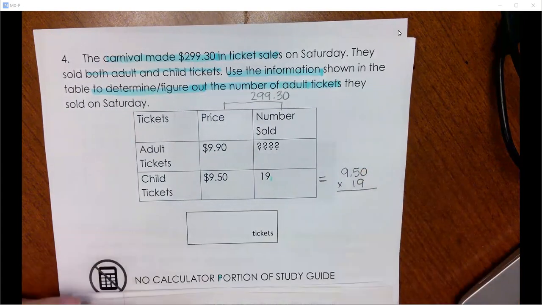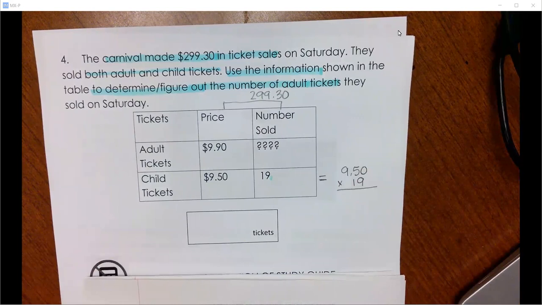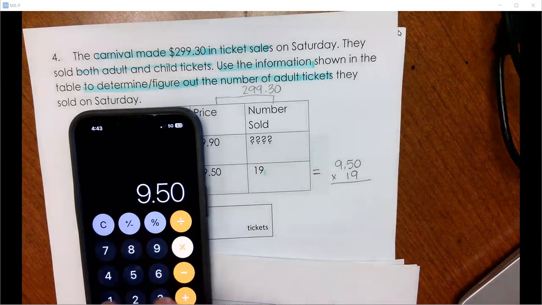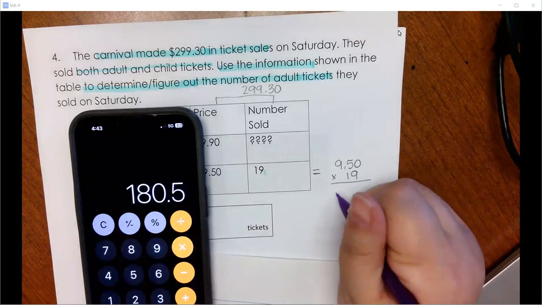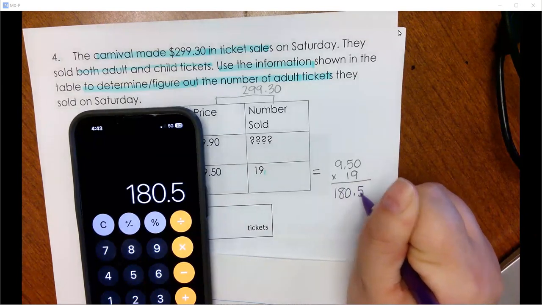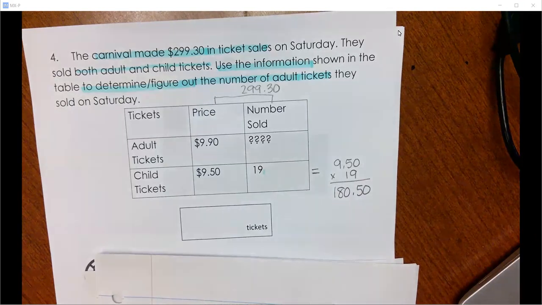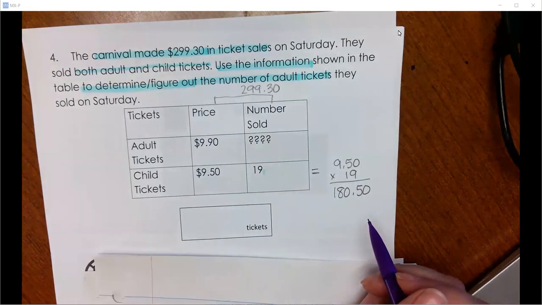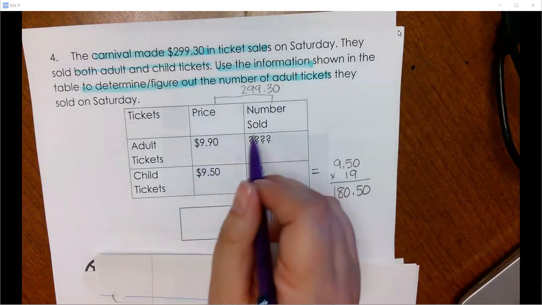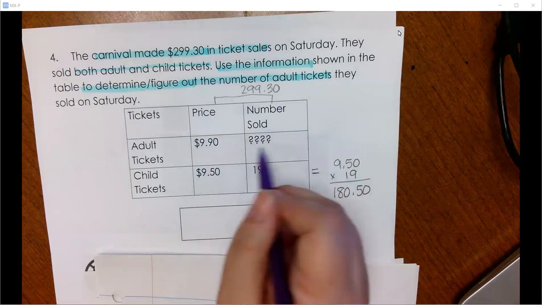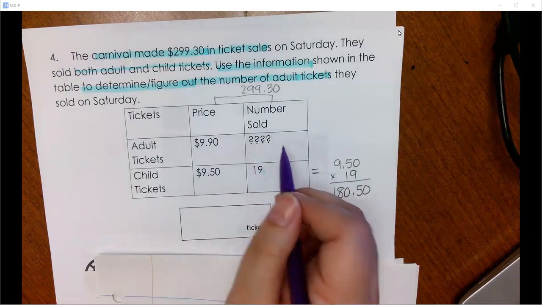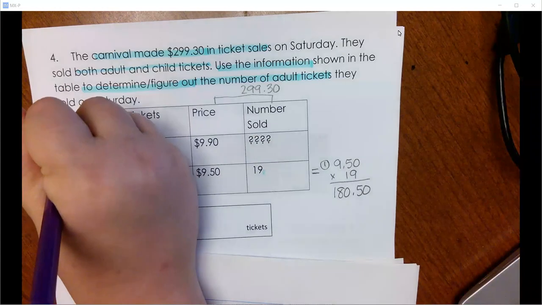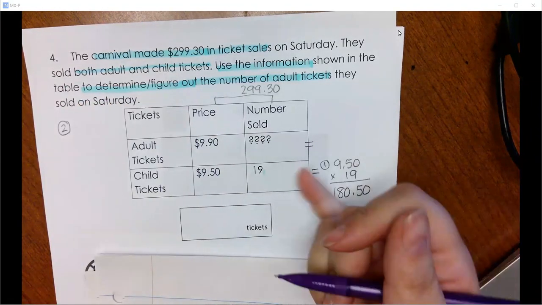Let me pull out my calculator. $9.50 times 19 is $180.50 that they made in child tickets. So that's part of that $299.30. Now I need to figure out how much money they made in adult sales so I can figure out how many tickets they actually sold. That was step one. Step two, I need to figure out the adult amount. I don't know what that is.